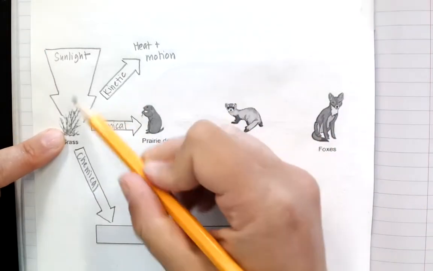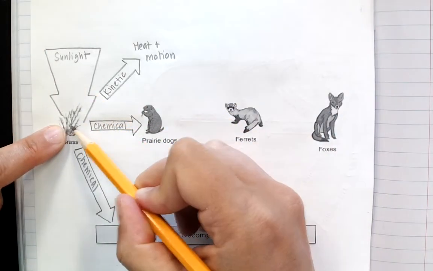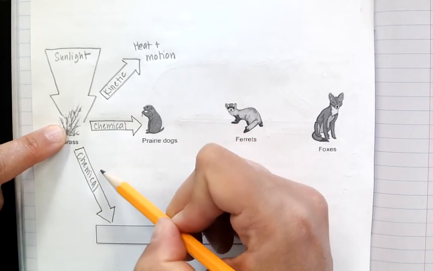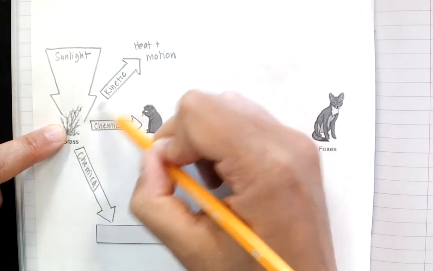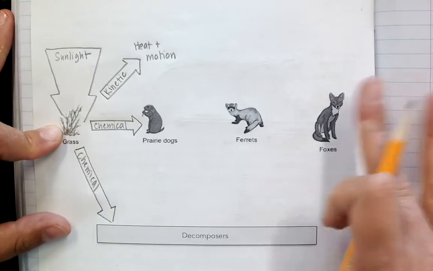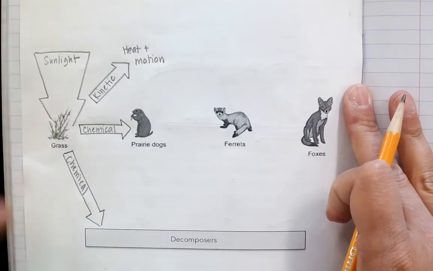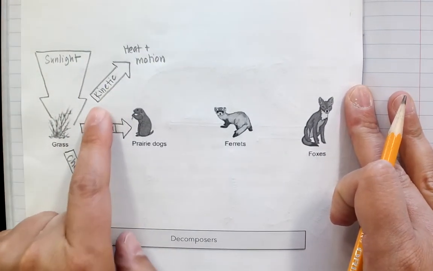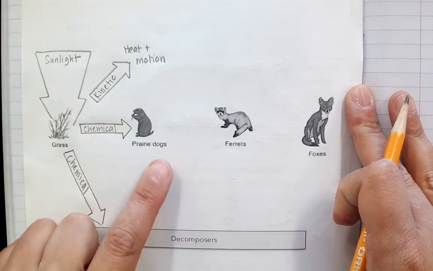So plants convert sunlight energy into chemical energy, which can then move up the food chain, or into kinetic energy when they do cellular respiration, and that's energy that they are then using. But it's still getting released as heat or motion.